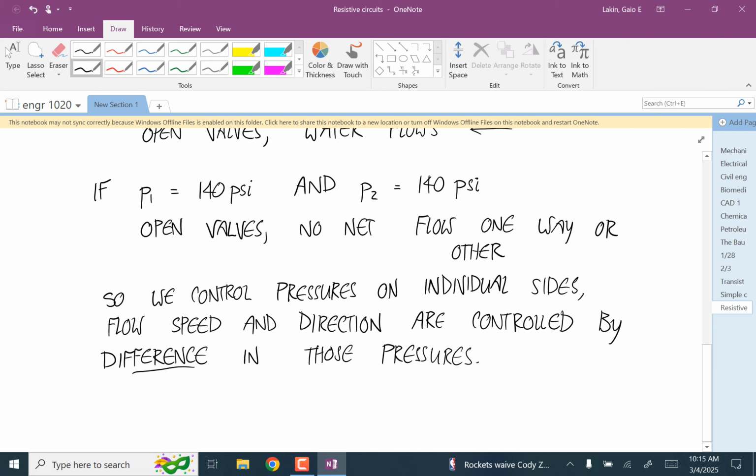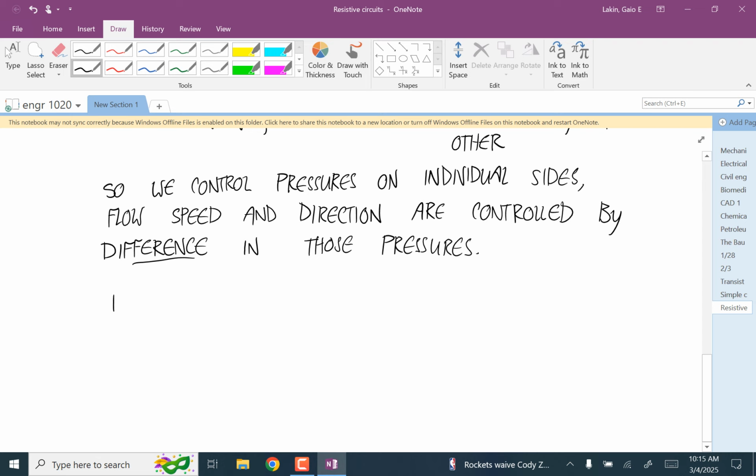Okay. One other thing is going to factor into the speed of that water flow, and that is the thickness of the pipe. Okay. So the thickness of the pipe also affects the flow speed. If you have a really wide pipe, then you can get a very fast flow for a given difference in pressures.